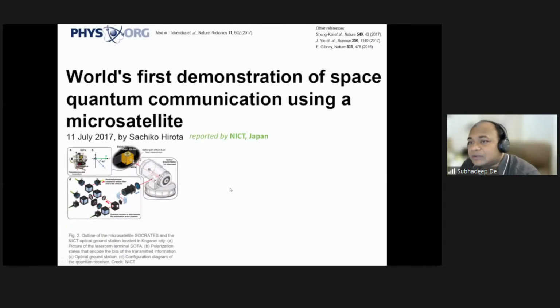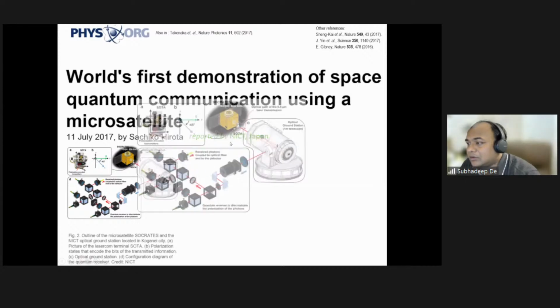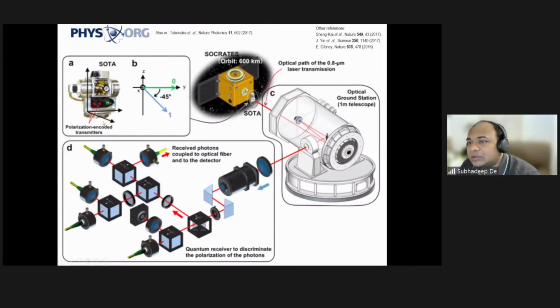So this is an example where satellite-based quantum communication was first reported or tested, and this is by Japan. The setup is as follows. They produce these quantum photons where the quantum information is encoded, and then they send it through the satellite. The satellite reflects it back, and then there are telescopes which receive these photons, and then it comes back to the lab for decoding that quantum information. So that's basically the setup in simple words. It's not that simple, it's extremely complex, but in simple words, that's how it happens.